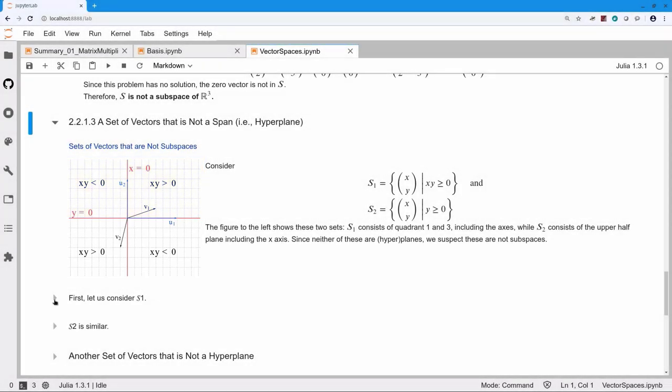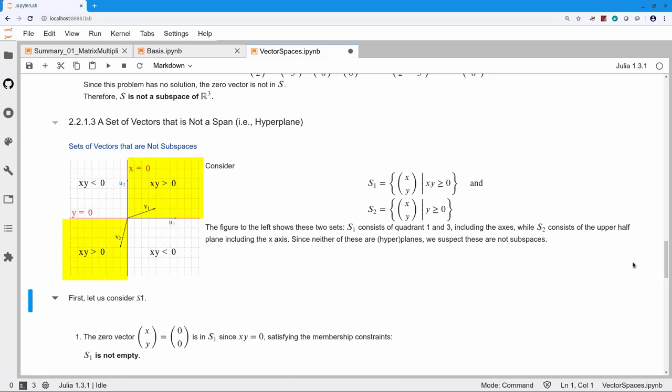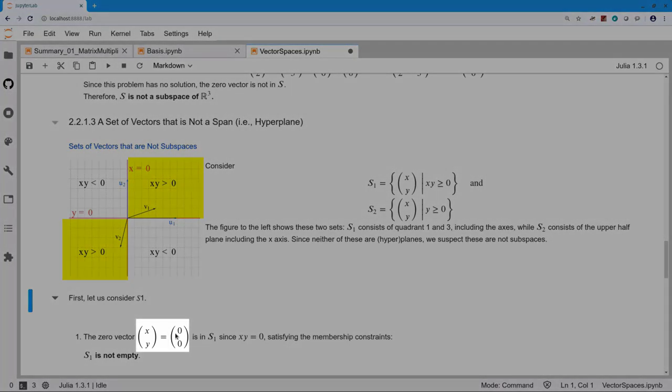First, let's consider S1. For S1, we want the zero vector, and the zero vector is just 0, 0. It's the origin right here. And the origin is indeed in S1 since it satisfies the membership constraints. When you plug in here, x times y, 0 times 0 is indeed greater or equal to 0. So S1 is not empty.